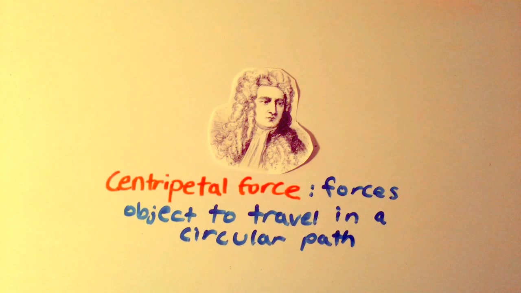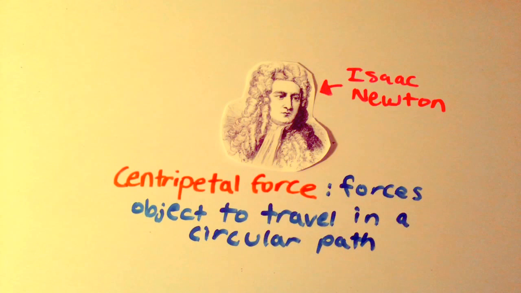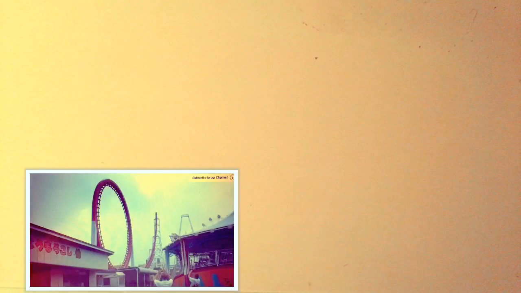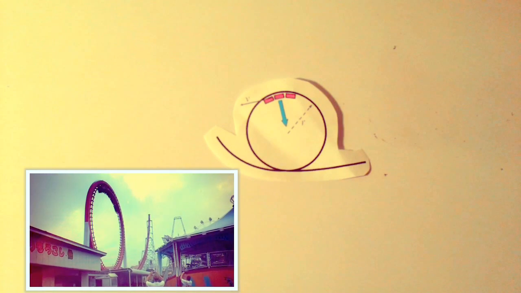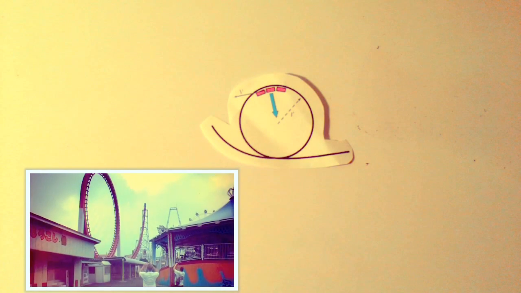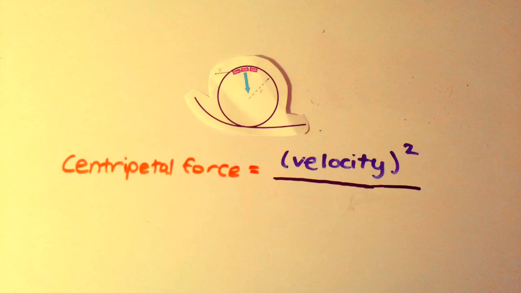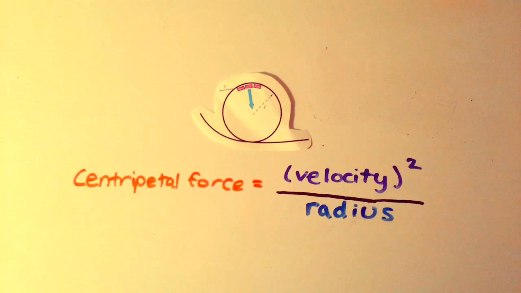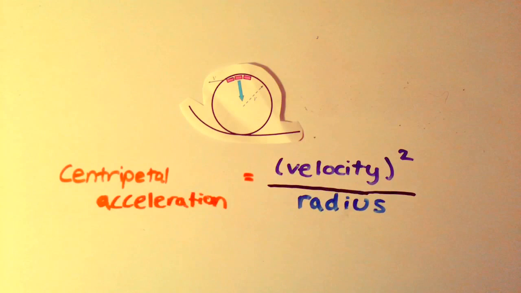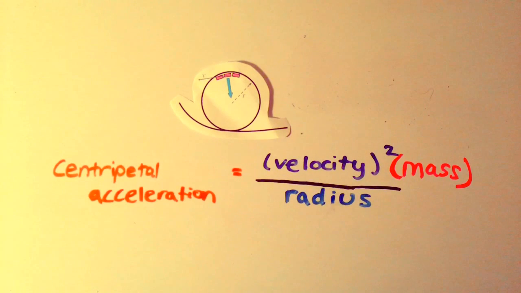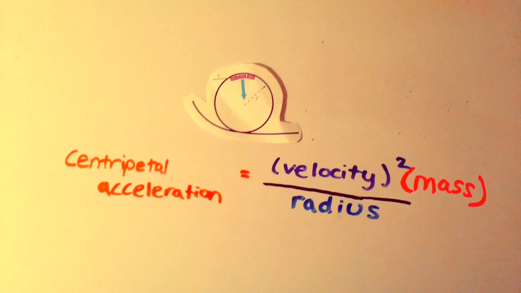Isaac Newton described it as a force by which bodies are drawn or impelled towards a point in the center. In order to calculate centripetal force, divide the square of the velocity by the radius of the circular path. To find centripetal acceleration, simply multiply this formula by the mass.